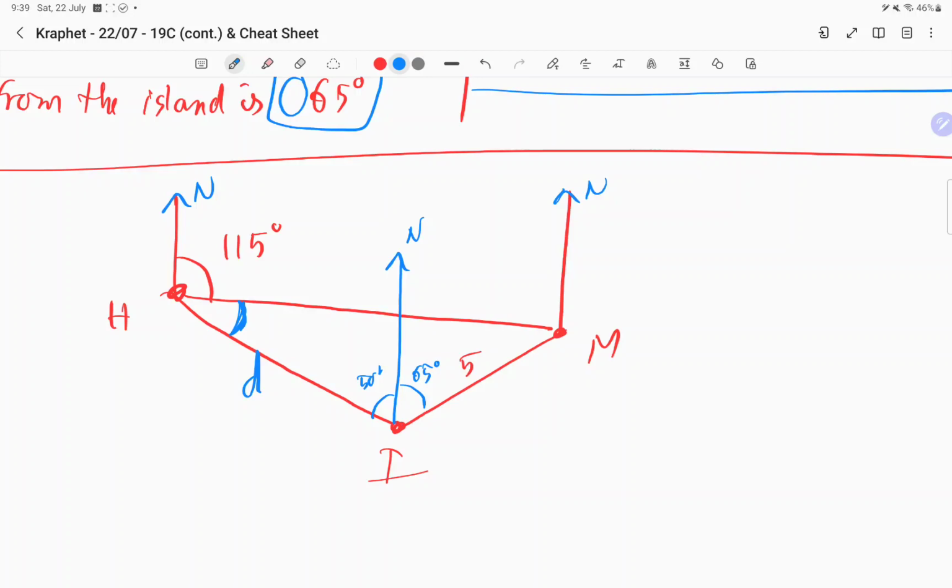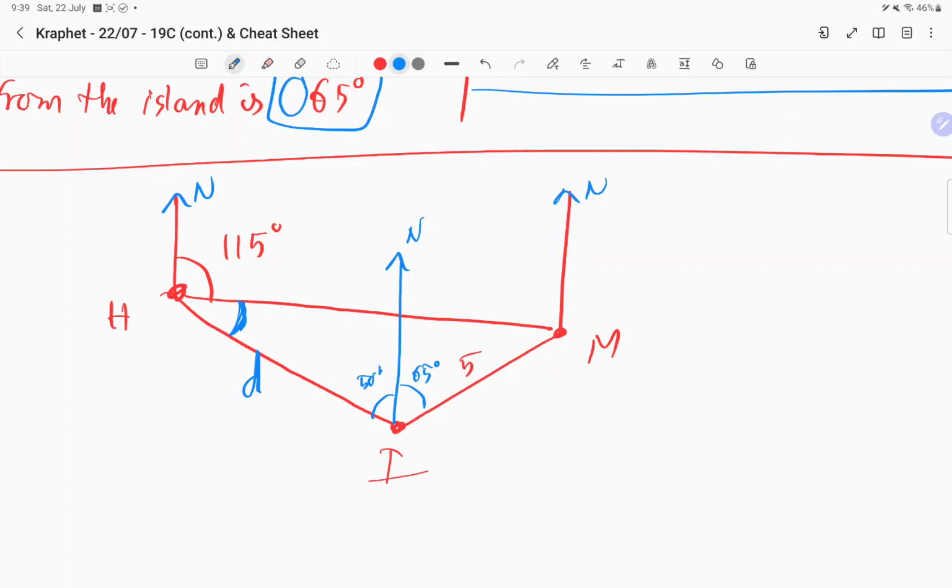No, that one could work as well. You can find HIM. Yeah, that's fine. Do we have any other information? This is enough. You don't need more.